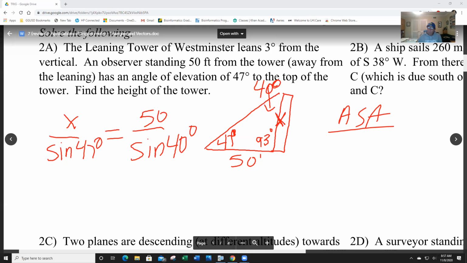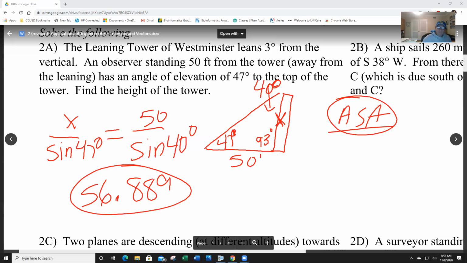Pretty simple. Okay, you have angle, side, angle. We don't have a right triangle, so we can't use the Pythagorean theorem, so we can use the law of sines. Okay, so go ahead and solve that. You're going to get 56.889. Okay, go ahead and pause that if you need to draw it.